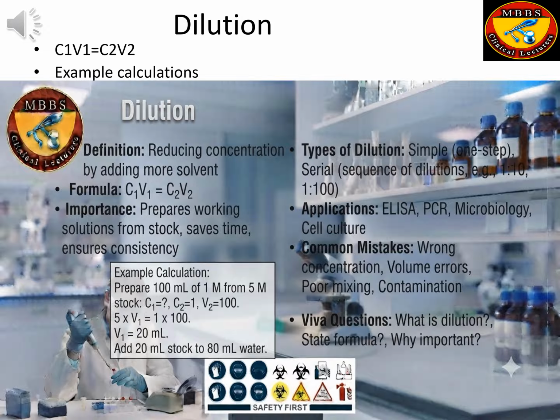Types of dilution. 1. Simple dilution. One-step dilution from stock solution. 2. Serial dilution. A sequence of repeated dilutions, commonly used in microbiology, immunology, and molecular biology. Example: 1:10, 1:100, 1:1000, 1:10,000. Serial dilution is widely used to determine bacterial concentration, antibody titers, and drug potency.